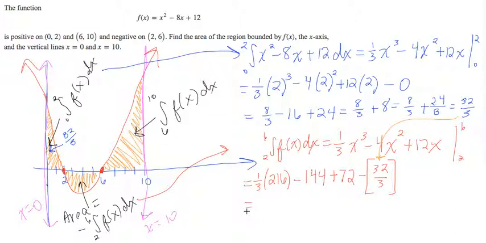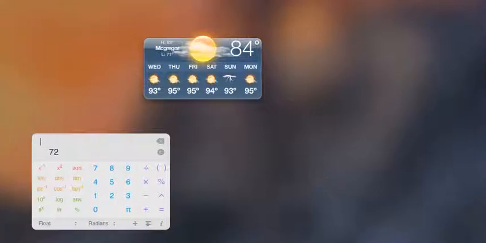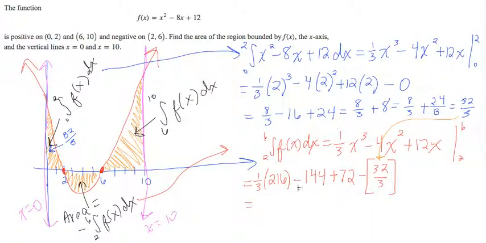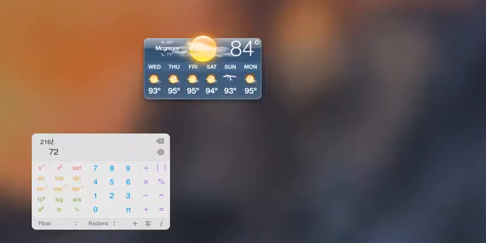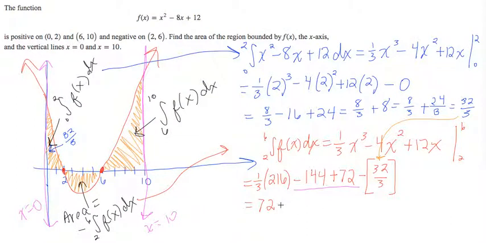So 216 divided by 3, let's see if that's divisible. That comes to 72. So this is 72 right there, minus 144 plus 72. Let's combine the minus 144 plus 72. So that'll be 72 minus 144 is negative 72. Interesting. So that's that part. And then we have minus 32 thirds, so those cancel. And we do get negative.